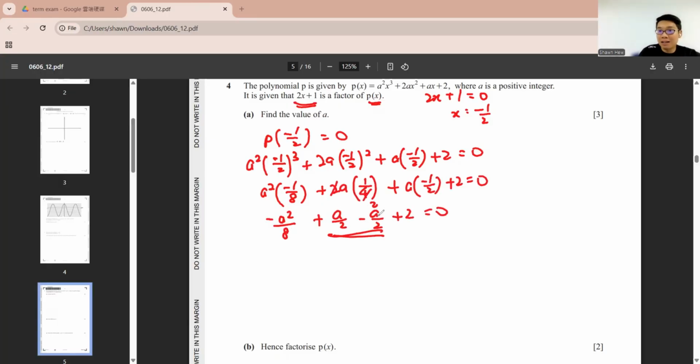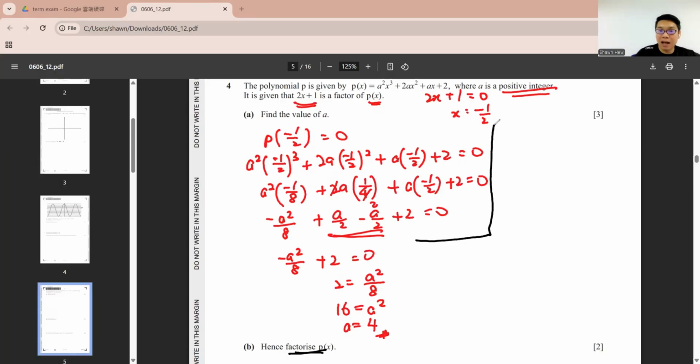A over 2 minus A over 2, no more. So A equals 4, because the question says A is a positive integer. So we only accept positive 4, do not accept negative 4. Part 2, hence factorize p(x).